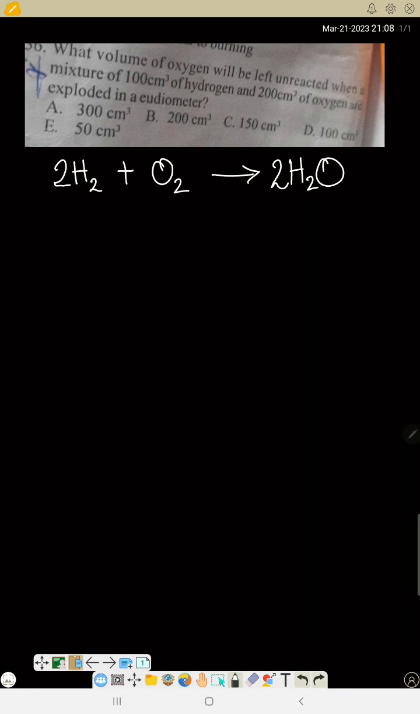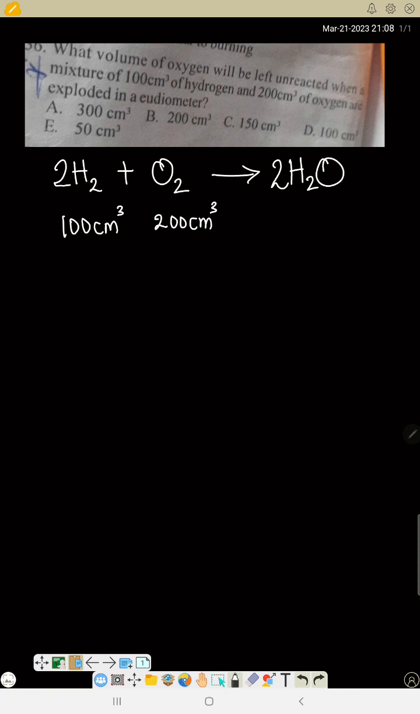So now to the question, what volume of oxygen will be left unreacted when a mixture of 100 cm³ of hydrogen and 200 cm³ of oxygen are exploded in a eudiometer? So if the question did not tell us what volume of oxygen will be left, I can find which one will be the limiting reactant out of these two. Is it oxygen or hydrogen? Because if these two react together, they will give you this.